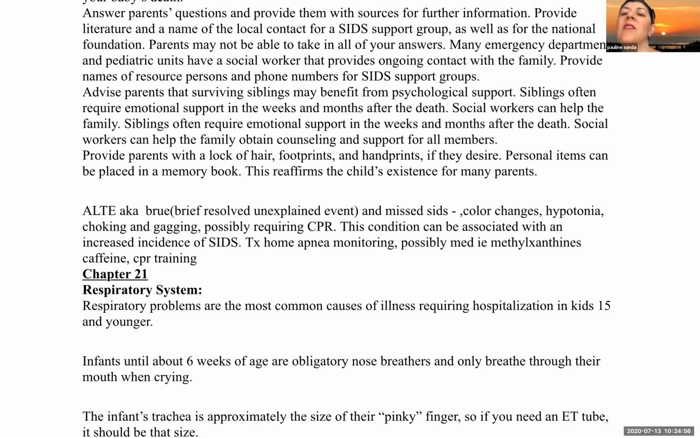There is something else called an ALTE. It used to be called an acute life-threatening event. Now we're calling it a BRUE, which is a brief, resolved, unexplained event. Also, you might hear this referred to as a missed SIDS.